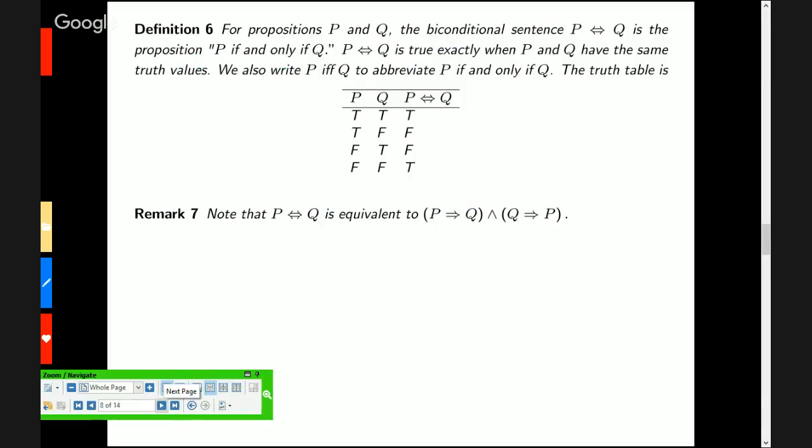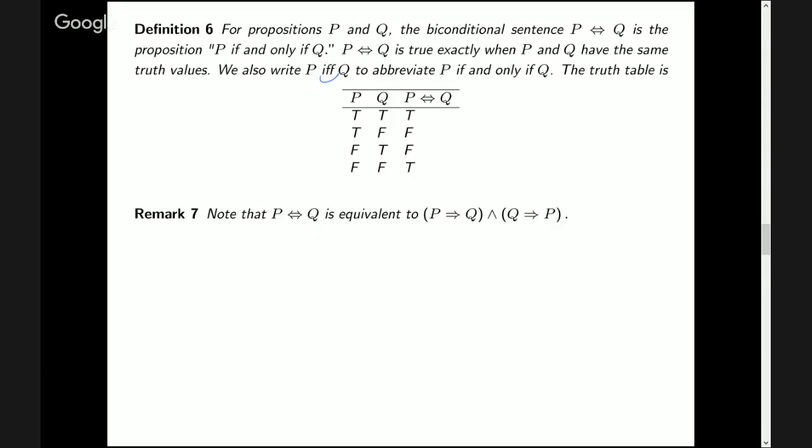For propositions P and Q, the biconditional sentence P if and only if Q is a proposition. P if and only if Q is true exactly when P and Q have the same truth values. And we write P iff Q, that means if and only if, to abbreviate it. The truth table for this, if you put your column down here, is the same thing that I got for my answer column in the previous one. And it's the same as the previous work that we did.